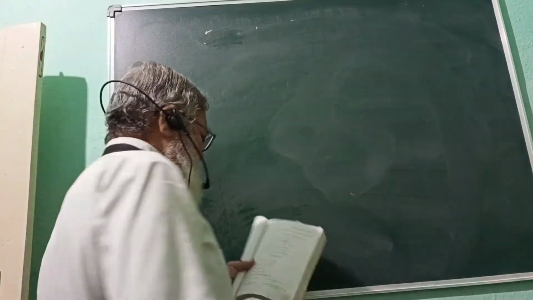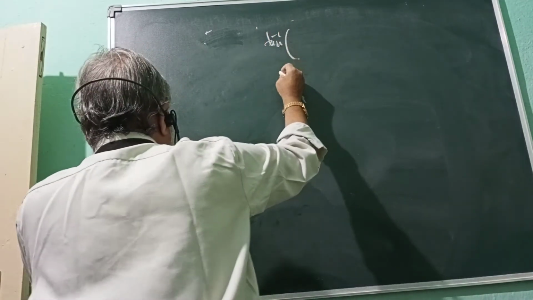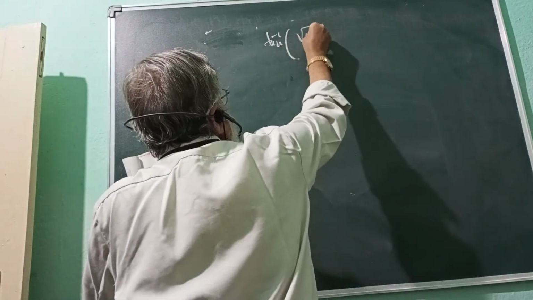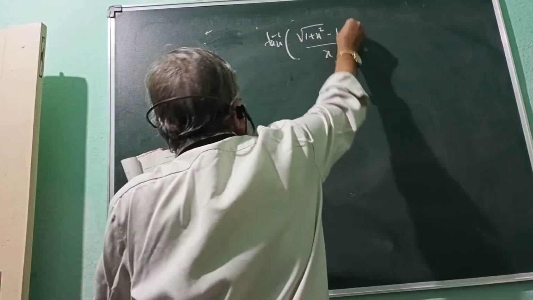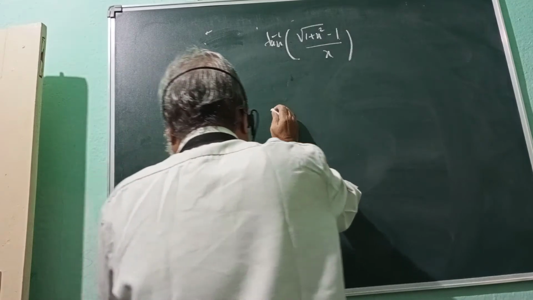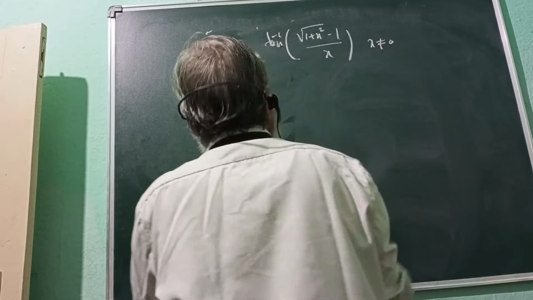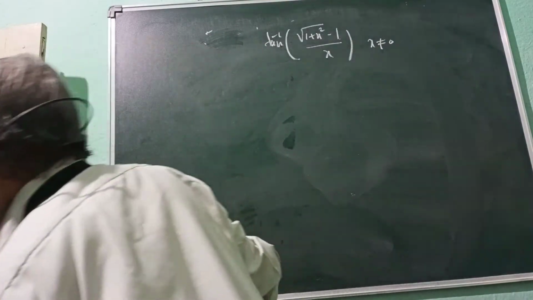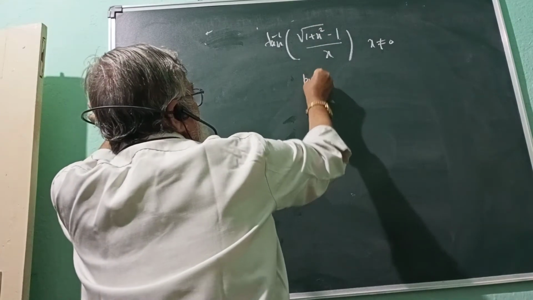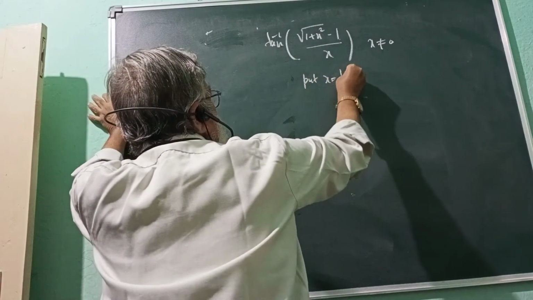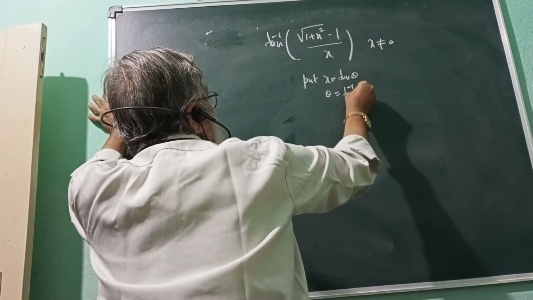Express tan inverse of under root 1 plus x square minus 1 by x in the simplified form, x is not equal to 0. Now, as this suggests, we have to substitute x is equal to tan theta. So put x is equal to tan theta. Then theta will be equal to tan inverse of x.